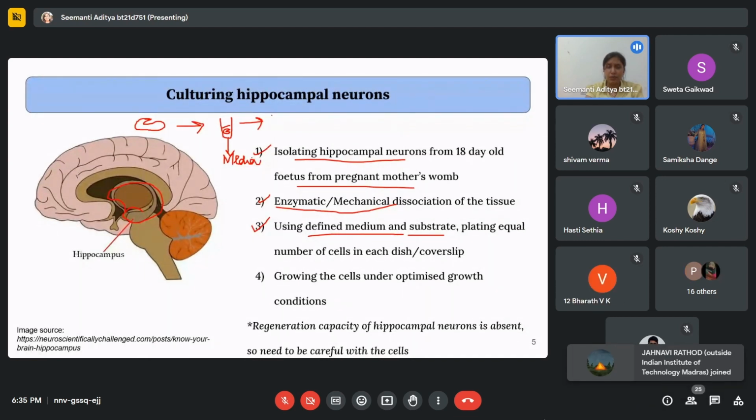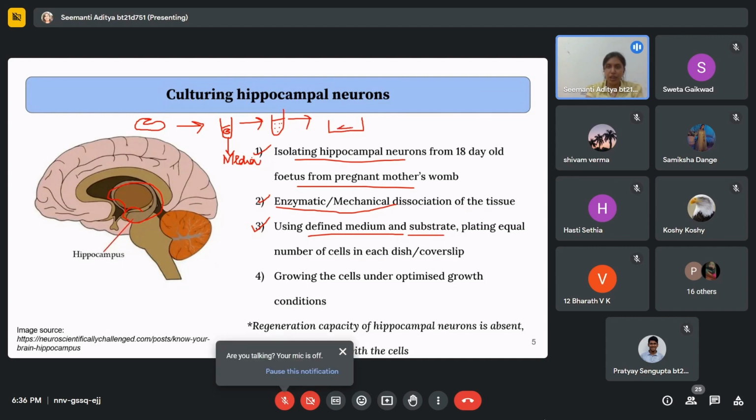Once the mechanical or enzymatic dissociation takes place, the entire tissue will be broken down into small fragments, and these fragments will have cells in them. So this is a cell suspension. This cell suspension then needs to be plated in a defined system. This defined system will have a cover slip or glass.